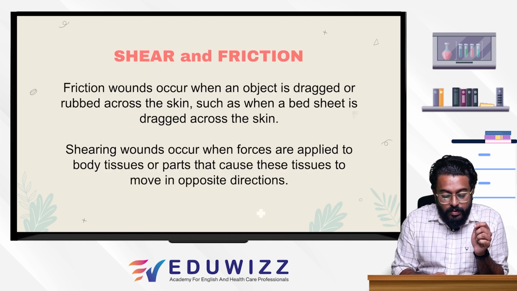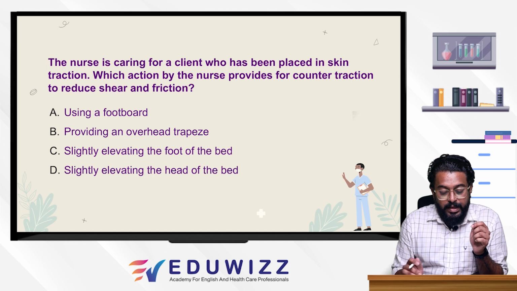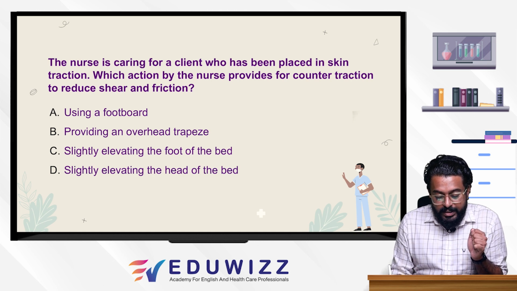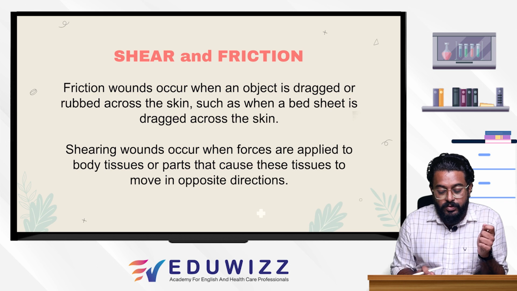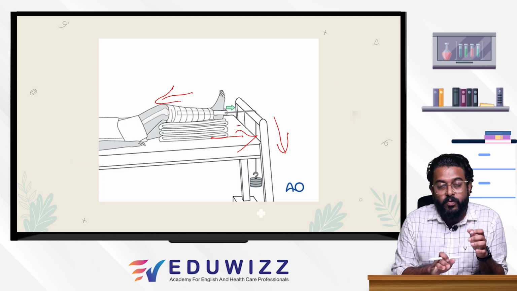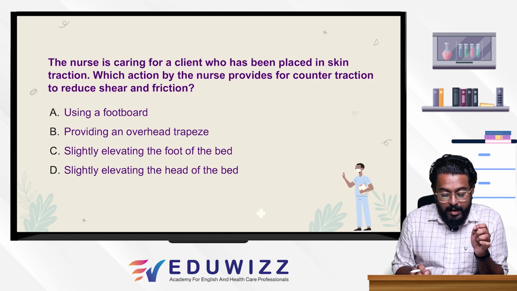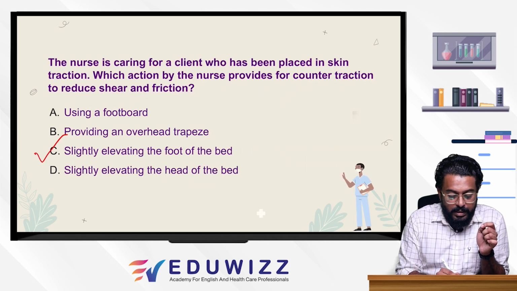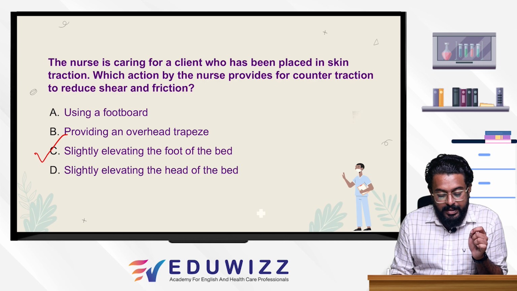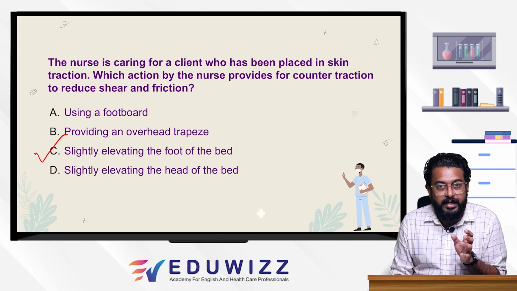Okay, so coming to the question again. The nurse is caring for a client who has been placed in skin traction. Which action by the nurse provides for counter traction to reduce shear and friction? As you have seen in this picture, what we do is slightly elevate the foot of the bed. So option C is the right answer: slightly elevating the foot of the bed.